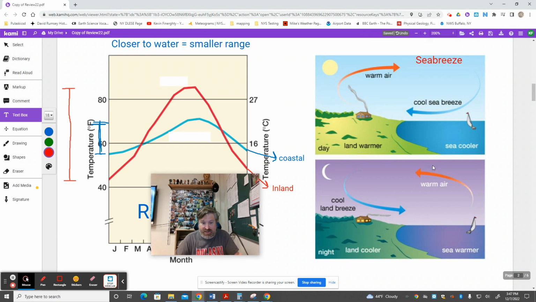At night, sticking to all the stuff we've talked about, the land's going to cool off more. The water heated up very slowly, but will cool off very slowly. So now this will be cooler. The air sinks there. It's more dense. The air rises over here, and the convection cell flops around. So if you go back to the beach at night, now that the breeze is coming from behind you, we call that a land breeze.